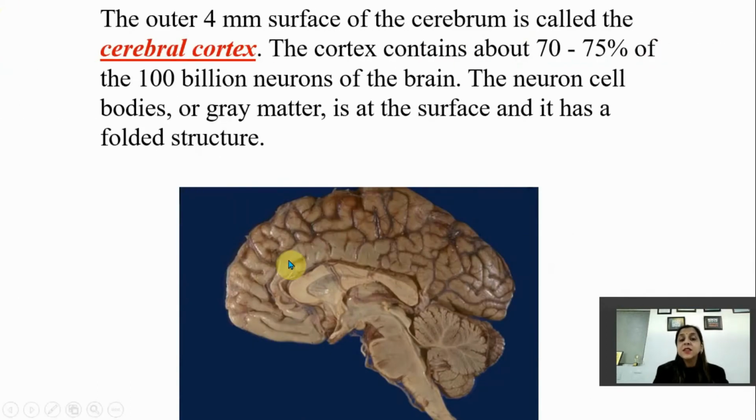Now, these are the inner structures of the cerebrum known as the cerebral cortex, which consists of so many neurons, like 100 billion neurons present inside the cerebral cortex. The neuron bodies, or the grey matter, form the folded structures, as shown in the diagram. It is the folded structure known as the cerebral cortex.